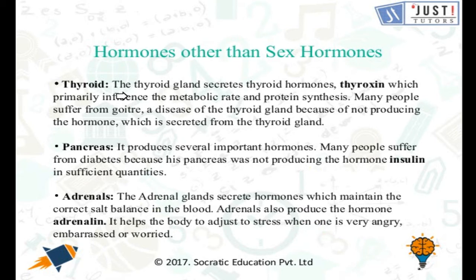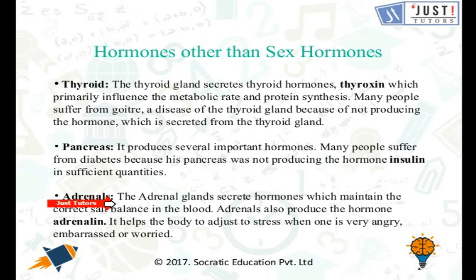When talking about thyroid, the thyroid gland secretes thyroid hormones, also known as thyroxine, which primarily influence the metabolic rate and protein synthesis. Many people suffer from goiter, a disease of the thyroid gland, because of not producing the hormone thyroxine, which is secreted from the thyroid gland. When talking about pancreas, it produces several important hormones. Many people suffer from diabetes because their pancreas was not producing the hormone insulin in sufficient quantities.